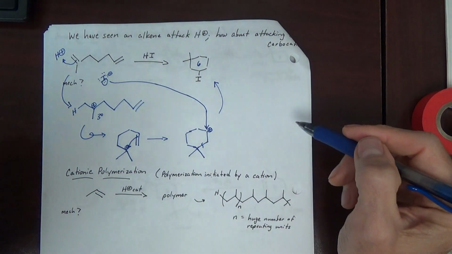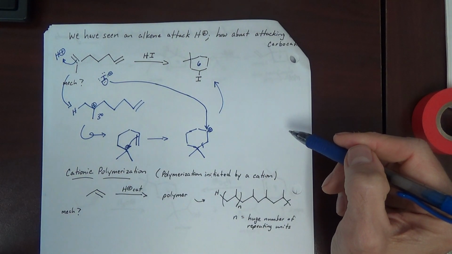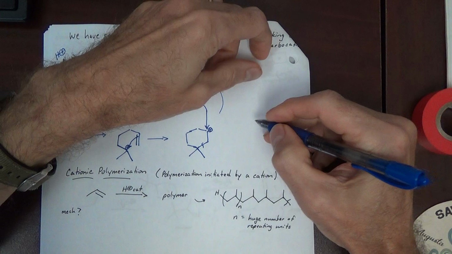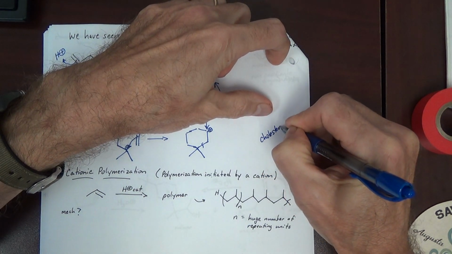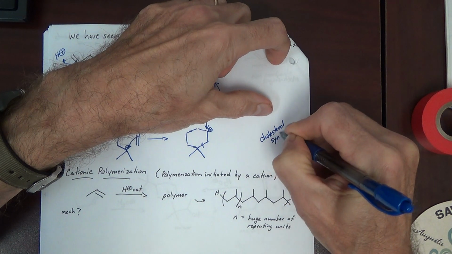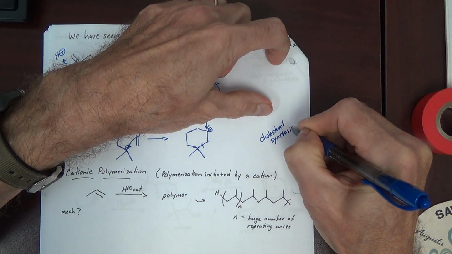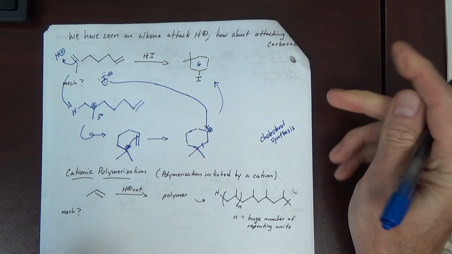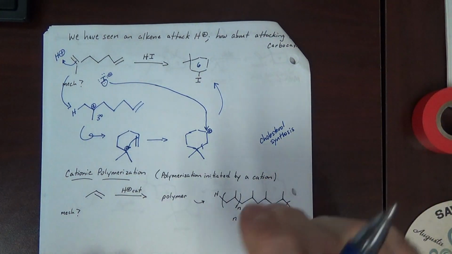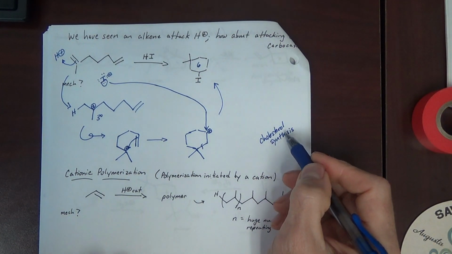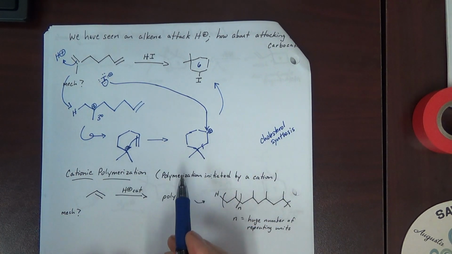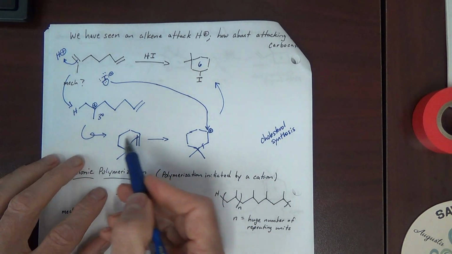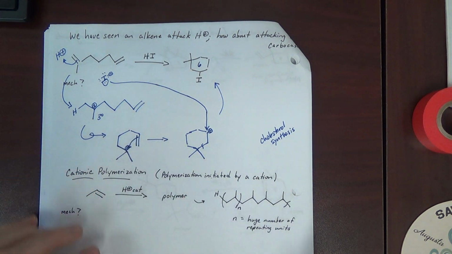Now, this is a very common mechanism in biochemistry, and this is actually how, if you want to look up cholesterol synthesis, how cholesterol is made in your body. Cholesterol has about 4 or 5 rings, and these rings are all made by an alkene sort of attacking a carbocation in this manner.